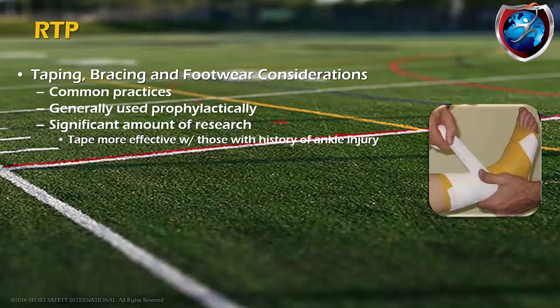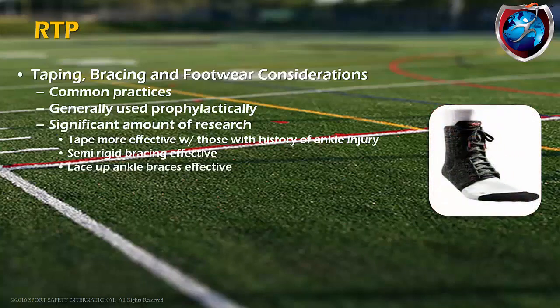Taping and bracing both appear to be effective. Taping was shown to be more effective in those with a history of ankle sprains than in those without such a history. Bracing was noted to be more effective in reducing the incidence of ankle sprains in another study. Semi-rigid and lace-up ankle braces have been shown to be effective in reducing the incidence of ankle sprains.